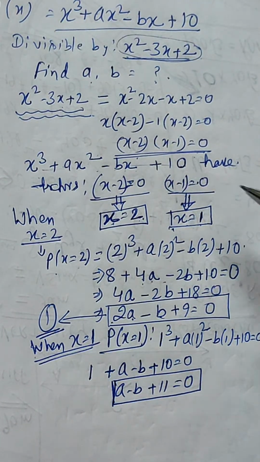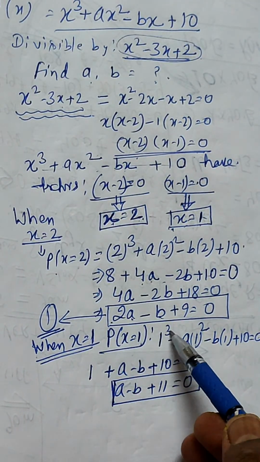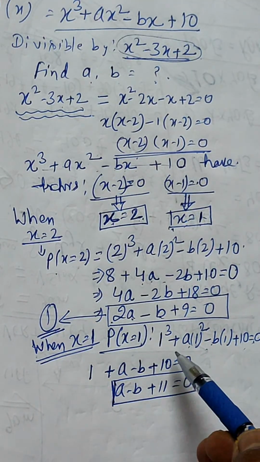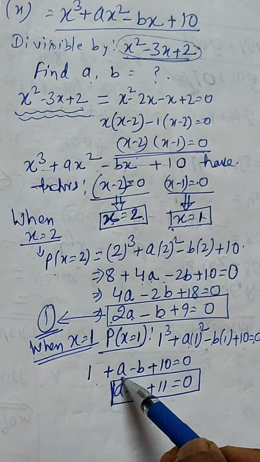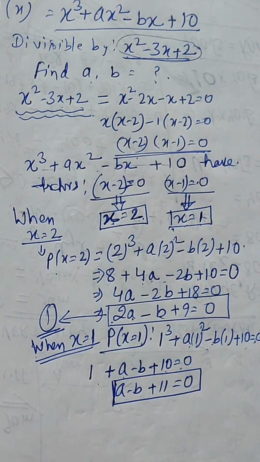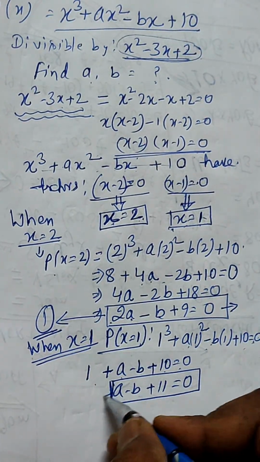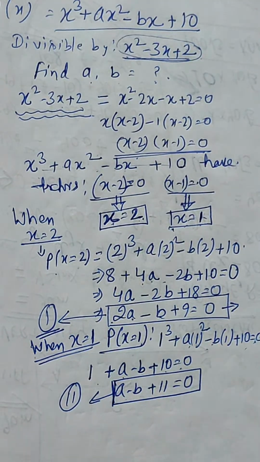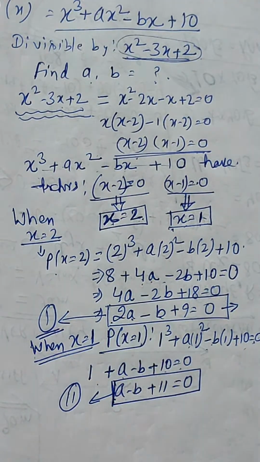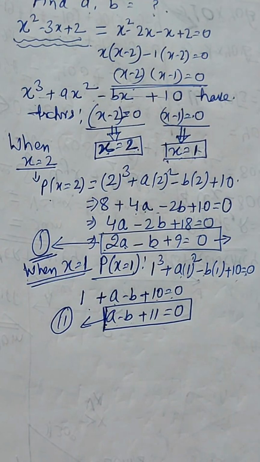When you put the value x equal to 1, the above equation will look like 1 cube plus a into 1 square minus b into 1 plus 10. So this will give you 1 plus a minus b plus 10. So this will give you a minus b plus 11 equal to 0. So now solve the above two equations. Okay, if this is equation number 2 and this is equation number 1, you can simply solve it. Okay, how? Let us see.